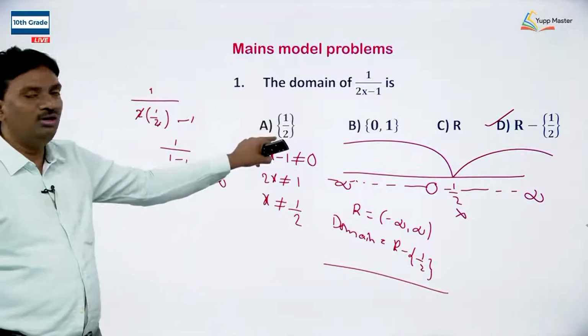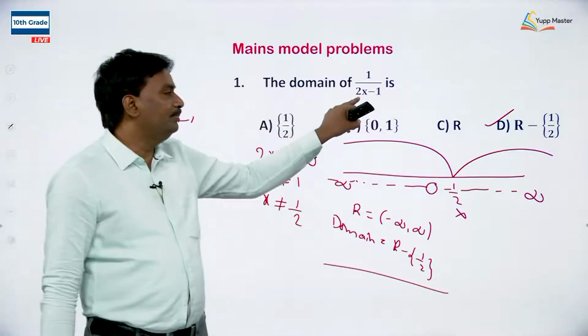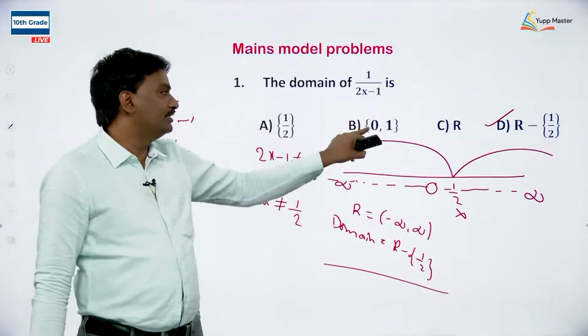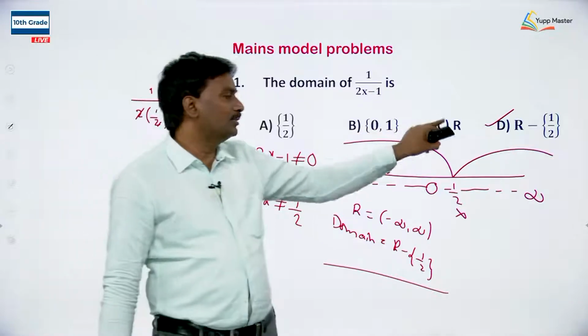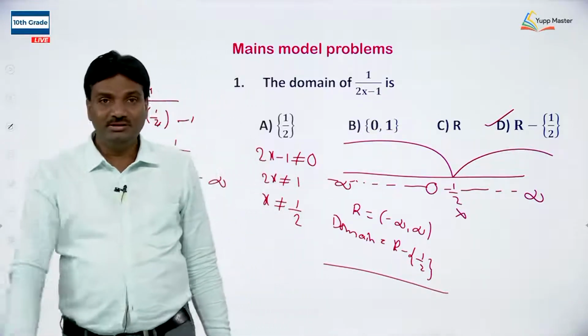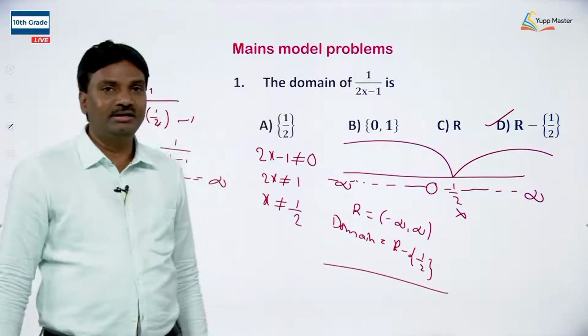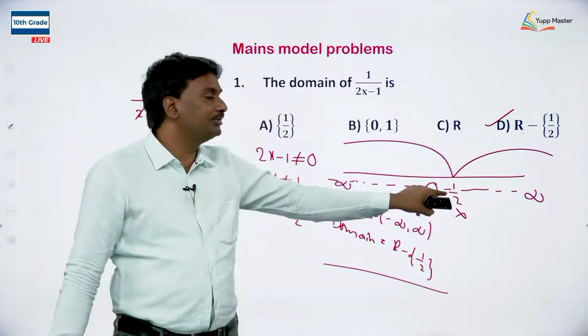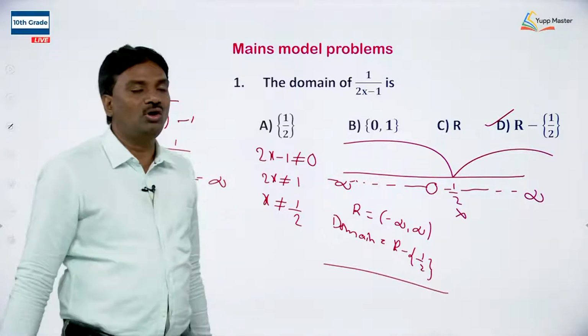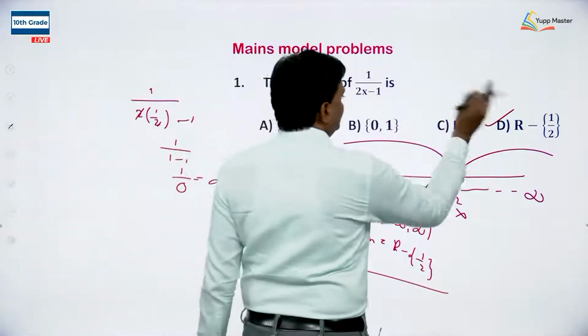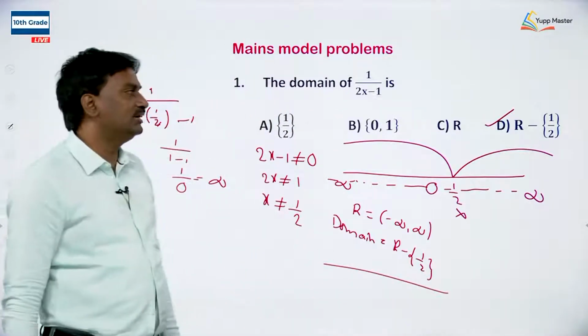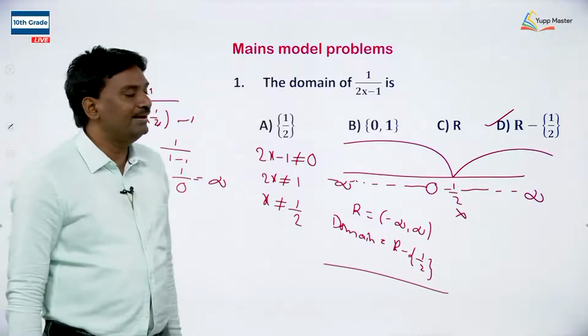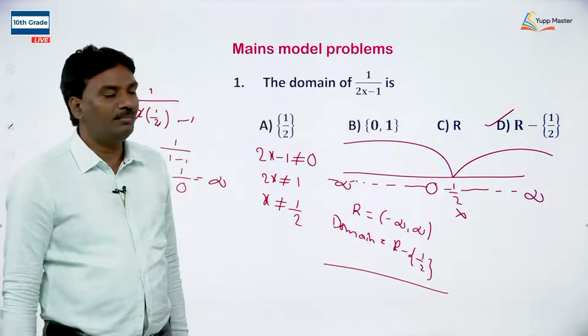The first option is only 1 by 2. The meaning of this is in place of x we have to write 1 by 2. The second option is 0 comma 1. The third option is R. Capital R means any real number. But out of all real numbers, by taking x equal to 1 by 2, the function is not defined. So that's why we can eliminate option C. Here we have only one option, that is D, R minus {1 by 2}.